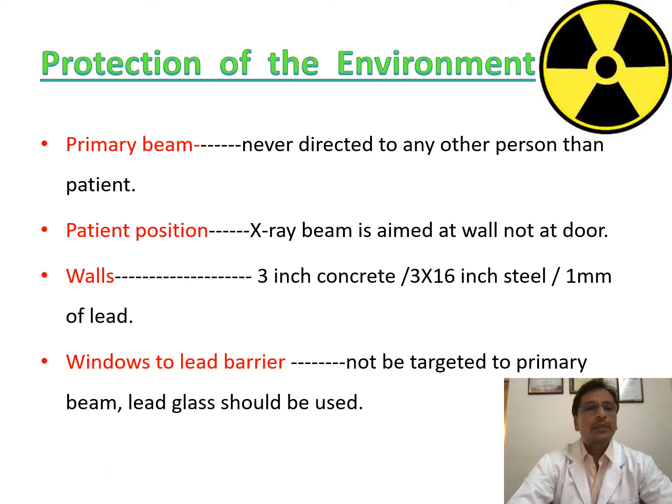Protection of the environment: especially when we talk about the primary beam, never direct it at any other person when you are doing radiation exposure. The X-ray beam is aimed at the wall, not at the door, when you are taking an IOPA, occlusal, or extraoral radiograph. The walls of your radiographic room should be 3-inch concrete, and wherever required you can use lead also, and windows should have a lead barrier, not to be targeted by the primary beam. Lead glass should be used, especially when you are using a lead barrier, so that you can visualize your patient while you are doing the radiation exposure.